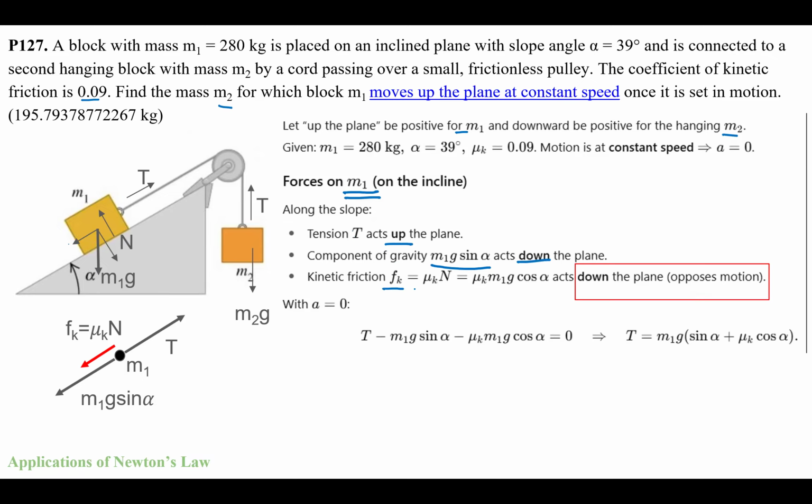The kinetic friction Fk is given by mu k times N. The normal force is M1 g cosine alpha, times mu k. Now, it's actually down the plane. Note that friction always opposes the motion. That is the key thing. If it starts moving up, then friction should always act downward. So this is the direction of the friction. So assuming there is no acceleration, how do I know it?